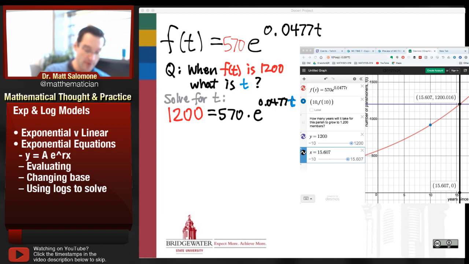Let's imagine that I'm t for a moment. What's the first thing that's happening to me as t? Well, the first thing that's happening to me according to the order of operations is I'm getting multiplied by 0.0477. So let's think of that as the first layer of wrapping paper that surrounds my t. It's multiplication by 0.0477. That's the first thing that's happening to t.